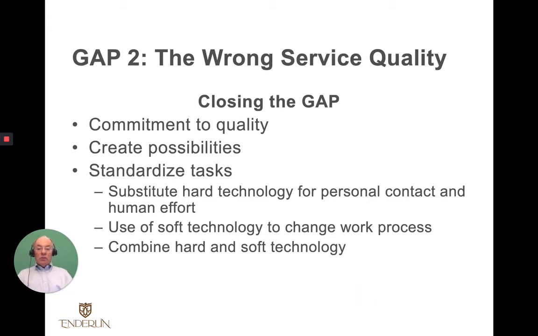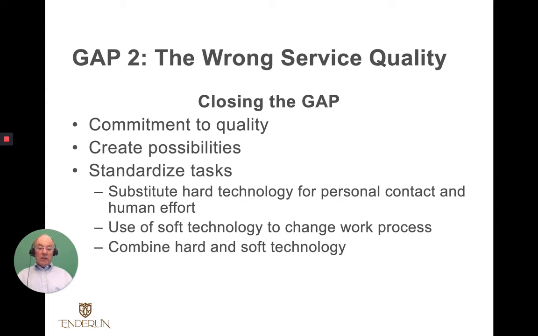So the way we close the gap, we have to have a commitment to quality from the top. We have to create some possibilities of how things are, and we have to standardize tasks. We have to substitute hard technology for personal contact and human effort sometimes. So we use a lot of things today with apps, and we use robots and so on in the process of things that we're doing, and we'll deal with innovation here later on in this particular set of lectures that we have today. So those are key elements here.